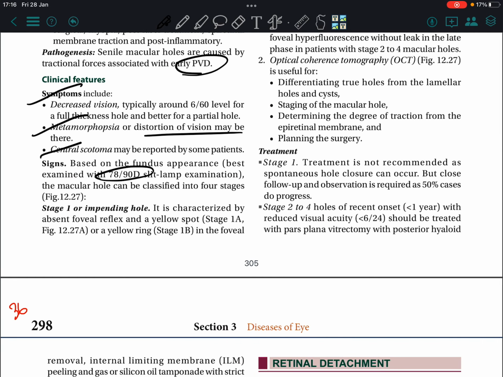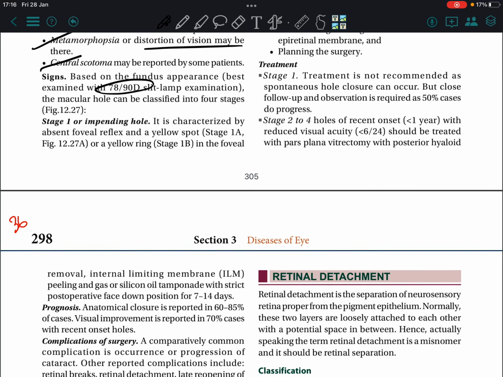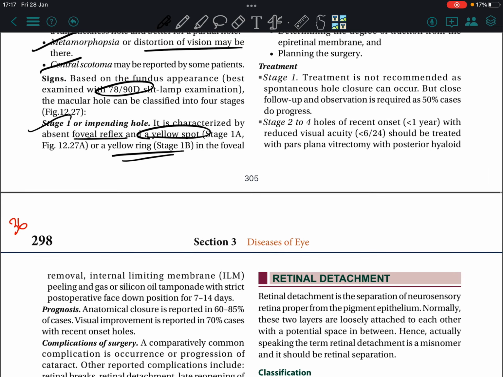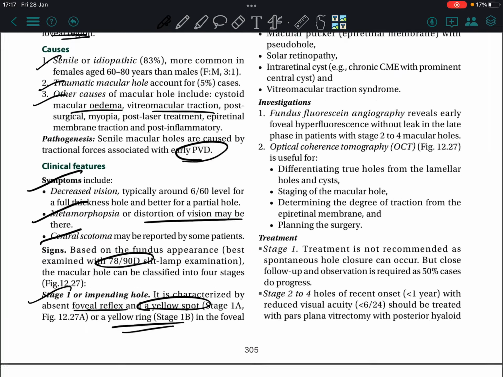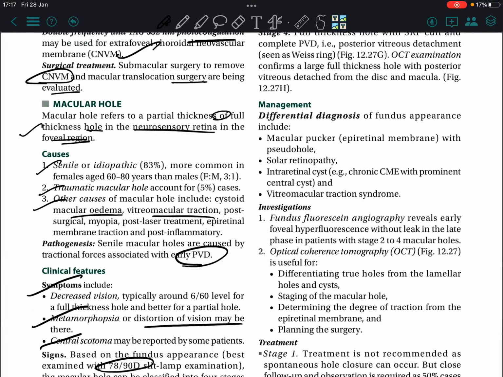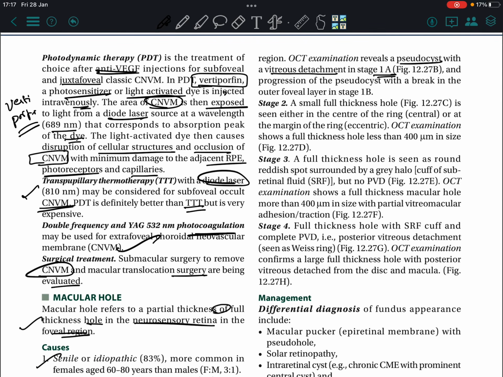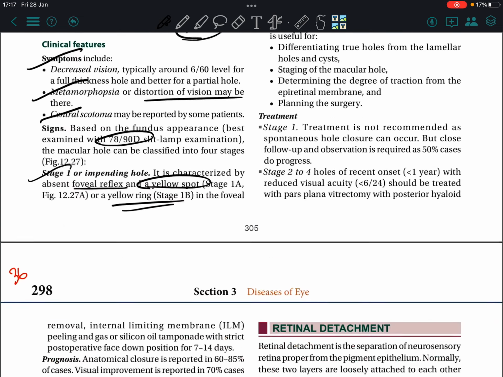Signs: fundus appearance on 78 or 90D slit lamp examination. Stage 1, impending hole, is characterized by absent foveal reflex and a yellow spot. Stage 1A, yellow spot. Stage 1B, yellow ring in the foveal region. OCT examination reveals pseudocyst with vitreous detachment in stage 1A and progression of pseudocyst with breakage in the outer foveal layer in stage 1B.